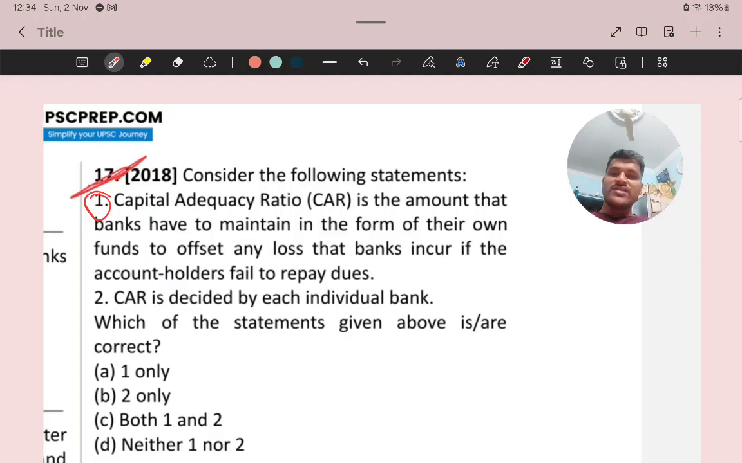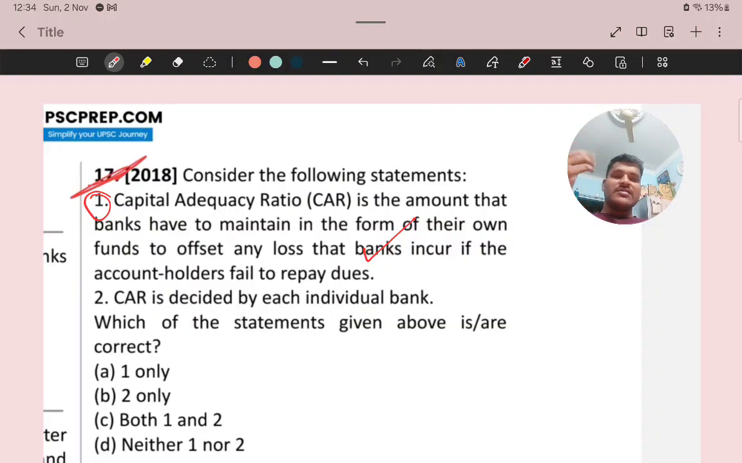banks set aside a certain amount as a capital adequacy ratio. So statement 1 is true. Here my point is capital adequacy ratio is a high yielding topic. You have to read this topic from any book for that matter.